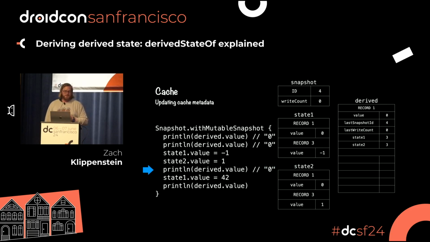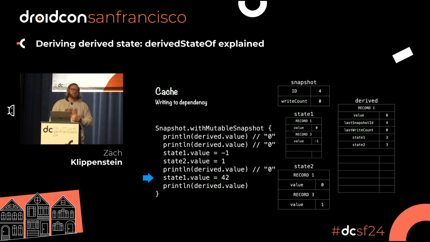All right. Last case. Now we're going to change a state to make the result different. We're going to check if we can write into the current record for state 1 again. Well, we have record 3. Snapshot ID is 4. That doesn't match. So we have to create a new record. So we're going to add a third record to state 1. Initialize it with the ID of the current snapshot. Take the value 42, write it in there, and increment the write count.